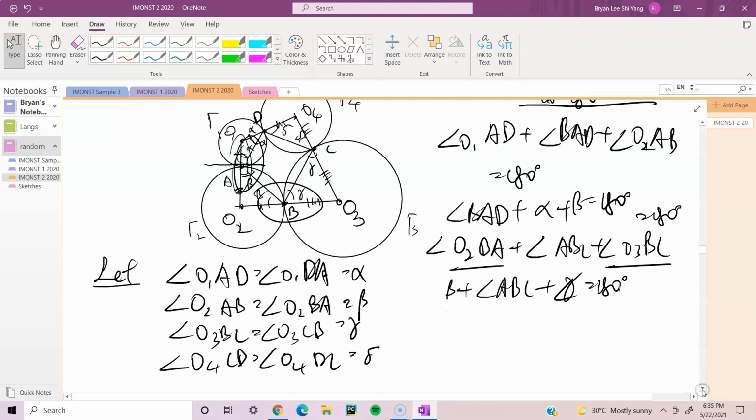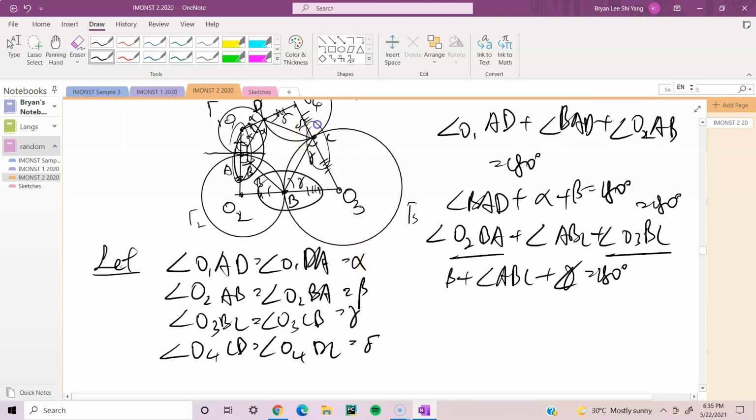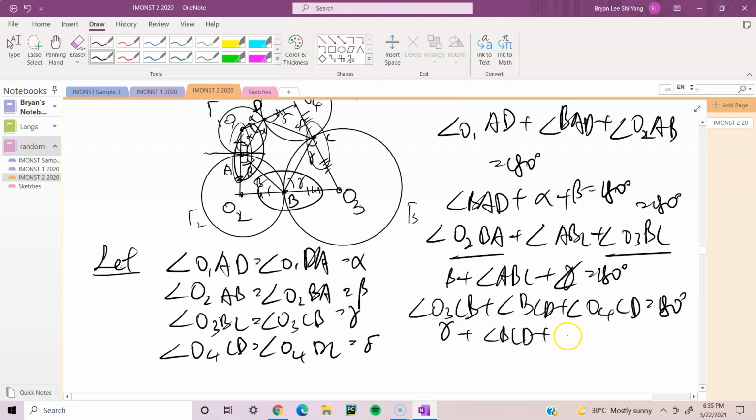Now let's move down a bit. Okay, now for this area, we will have angle O3CB plus angle BCD plus angle O4CD equals 180 degrees. And then for this one, we can just change O3CB into gamma. So gamma plus angle BCD plus, this is a delta, is 180 degrees, right? And then finally, we would have for, which area is this? This area. Okay, my figure is a bit messy, so I also apologize for that.